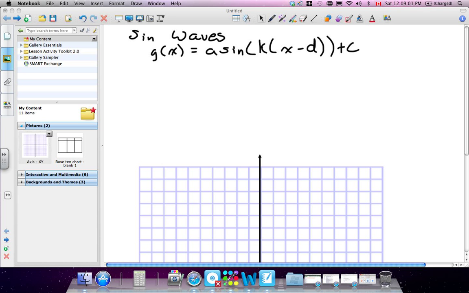Okay. First of all, this is like a skeleton model. An original sine wave, let's say g of x, is just equal to sine of x. In other words, your a is still technically there. It's 1. Your d is 0, k is 1, c is 0, but we'll get into that. What's important is you have to know how to graph a sine wave to start.